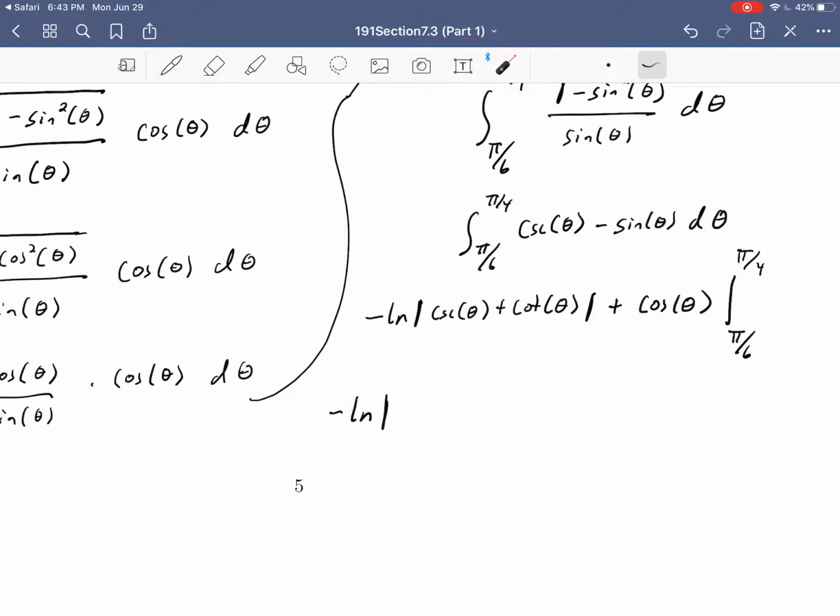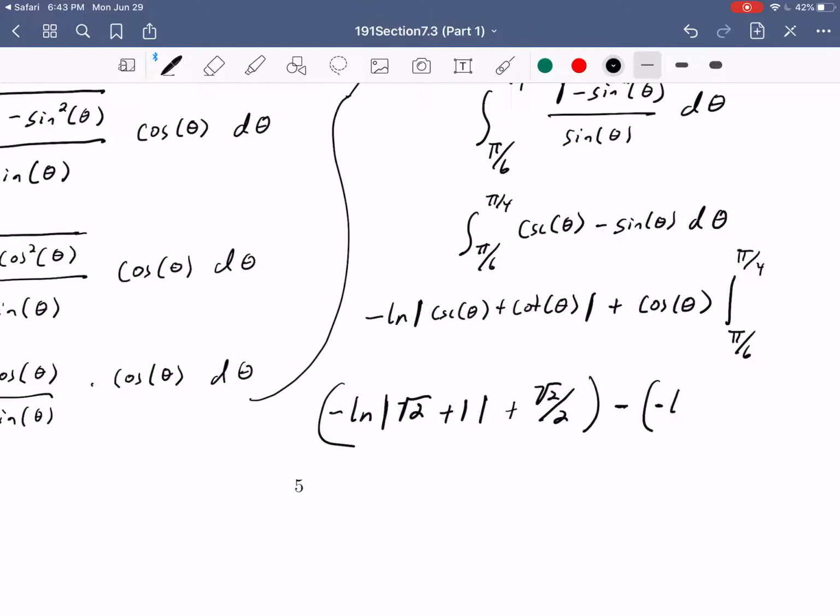Cosecant at pi over 4, well, sine at pi over 4 is root 2 over 2. Cosecant is going to be 2 over root 2, so that's just root 2. Cotangent at pi over 4 is going to be 1, so we get that. Plus cosine of pi over 4, which is root 2 over 2. And then we can subtract, and we can evaluate at pi over 6.